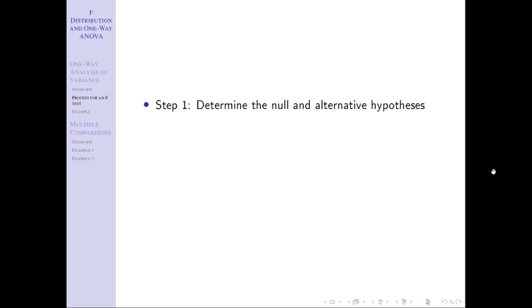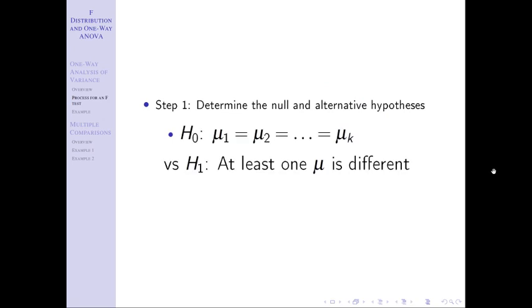The null hypothesis is going to be that all of the means are equal to each other. And the alternative is at least one mu is different. So now we've introduced the idea that we can have words in these hypotheses. That's going to continue forward in more complicated tests as we move along. Notice there's only one null and alternative. There are no options. Previously, we had lots of options, right?